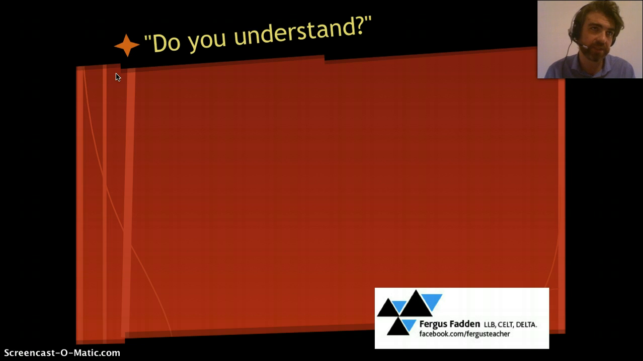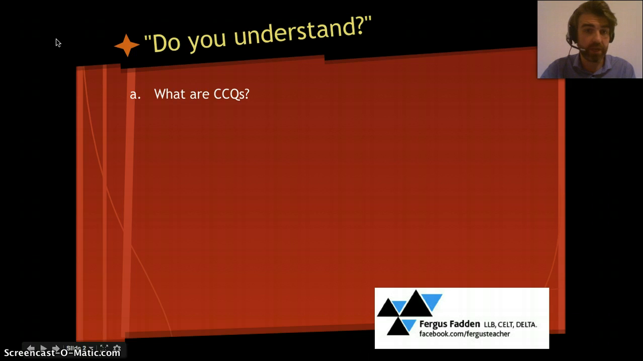So if I presented the word measure and I asked all my students, do you understand? A lot of my students could have in their mind to measure a distance, whereas in my mind I'm thinking about the government measures. So we can see clearly that the question, do you understand, might not be the most effective way of going about things.